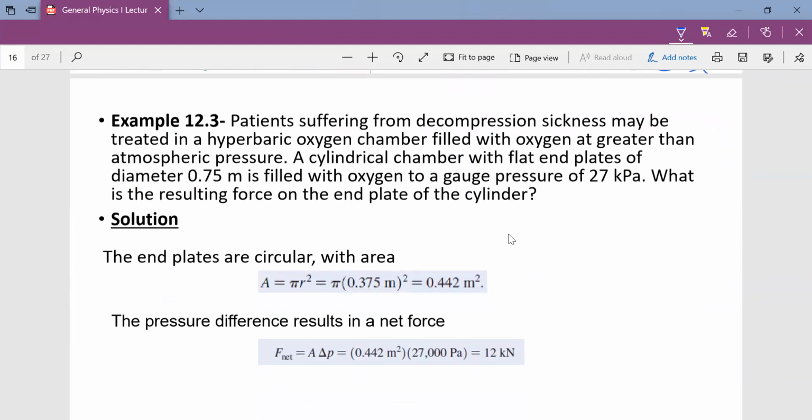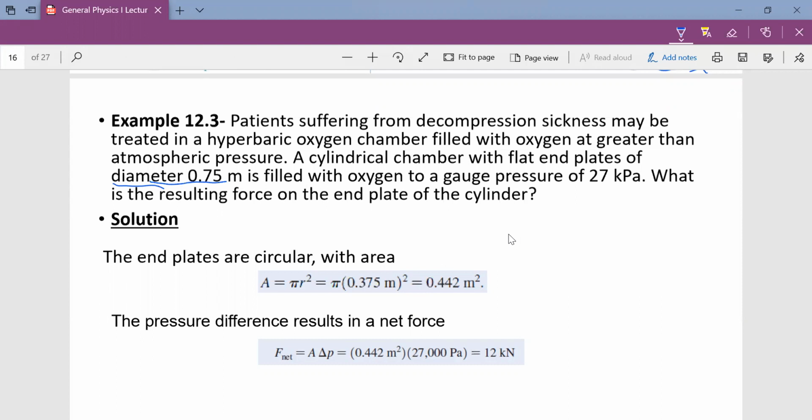So let's see how that applies in example 12.3. A patient suffering from decompression sickness may be treated in a hyperbaric oxygen chamber filled with oxygen at greater than atmospheric pressure. A cylindrical chamber with flat ends has a diameter of 0.75 meters.